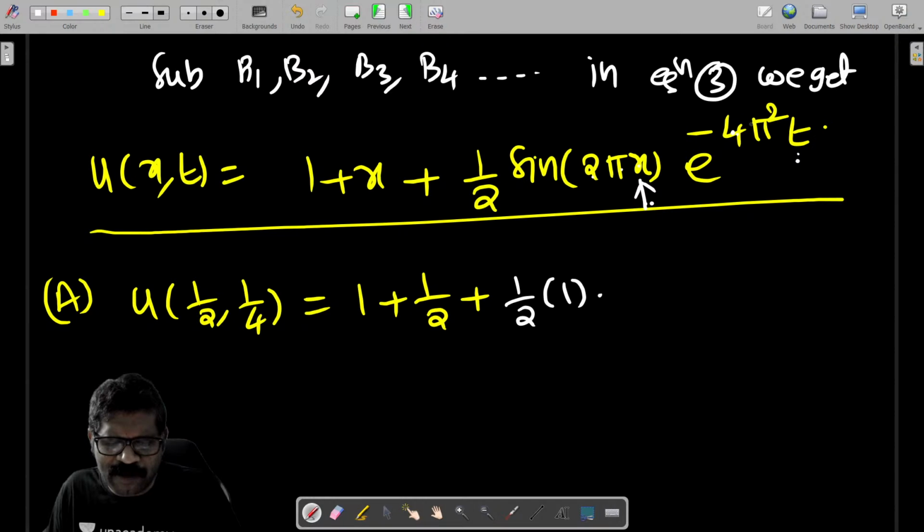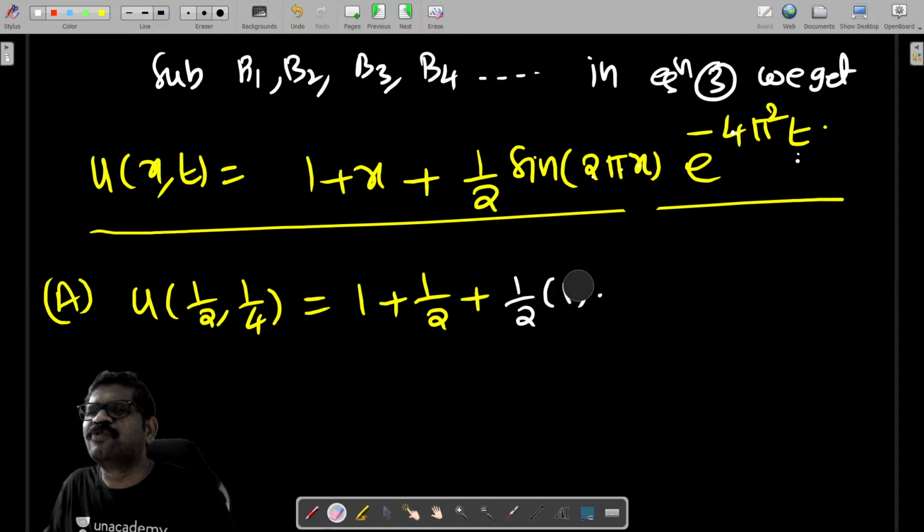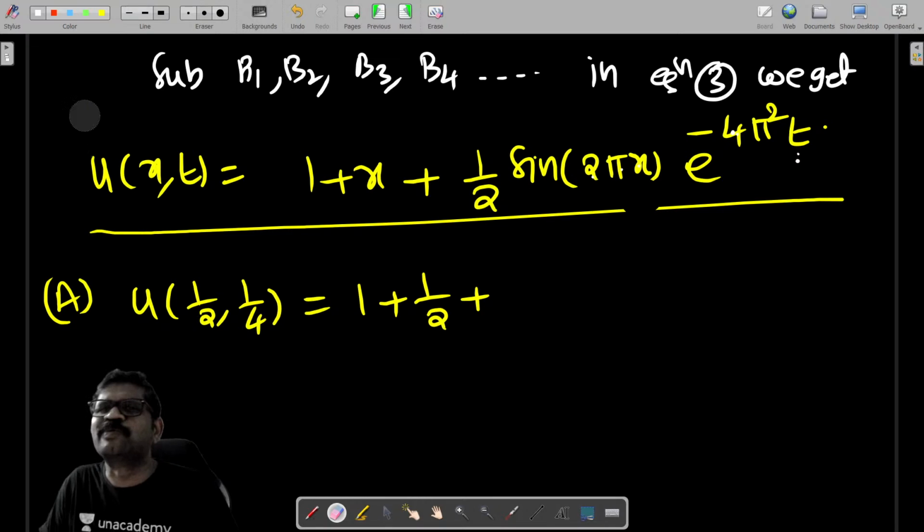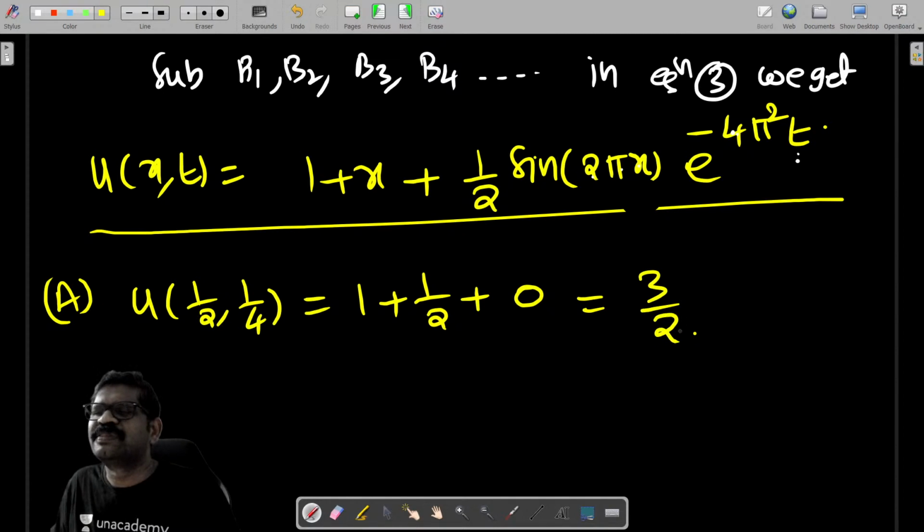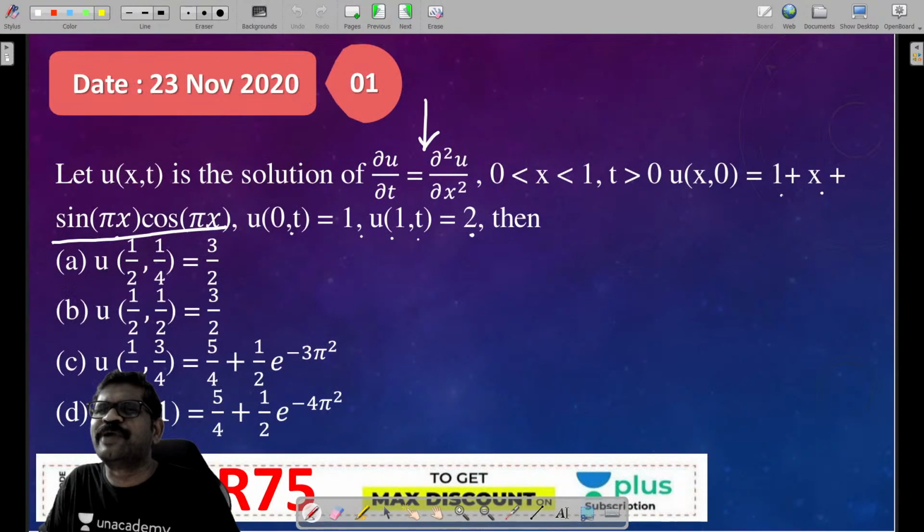1 by 2 comma 1 by 4: if you put x is 1 by 2, this gives 0. So if you put x equal to 1 by 2, sine 2 pi by 2, sine pi is 0. That's why this term is 0. That is 3 by 2. First option is 3 by 2. What they have provided? 3 by 2. Therefore first option is correct.